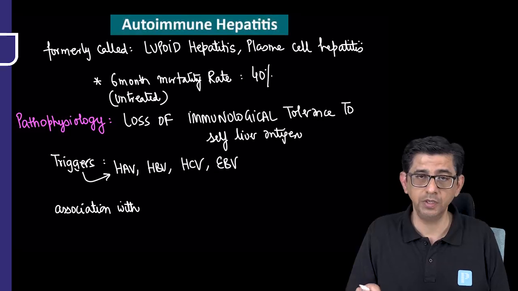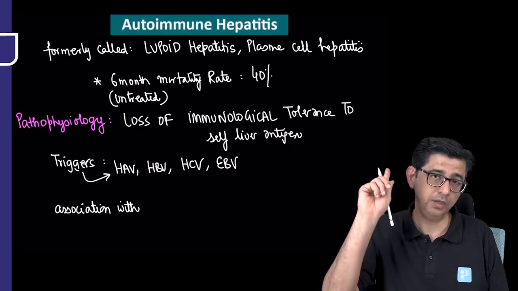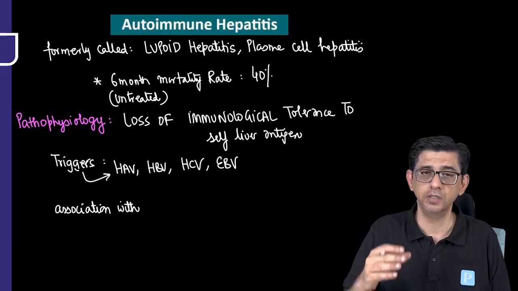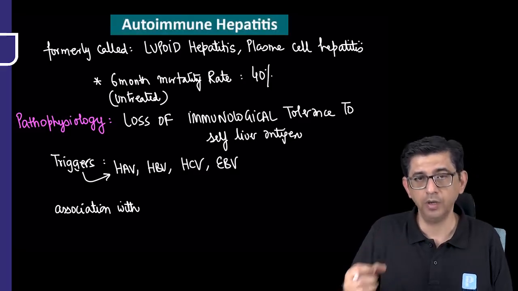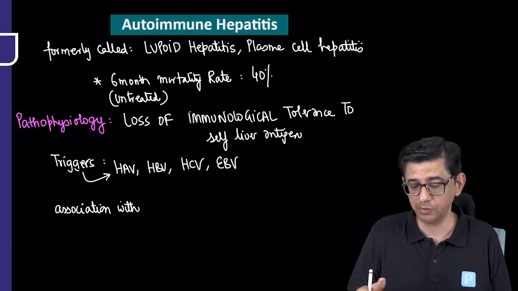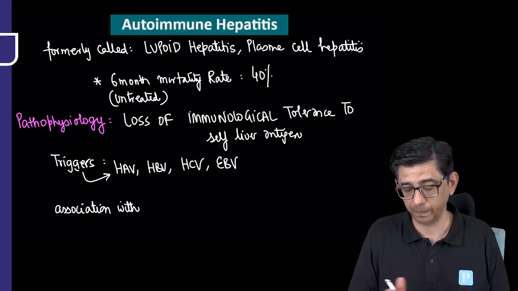For diagnosis of this condition, we have to prove that there is no viral insult to the liver. It might have occurred in the past, but currently there is no viral insult. We need to rule out viral causes. We need to rule out drug-related causes. We need to rule out genetic causes like Wilson disease and hemochromatosis, and that is when we think in terms of autoimmune hepatitis. So this is a diagnosis of exclusion.